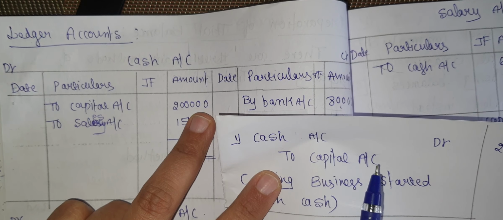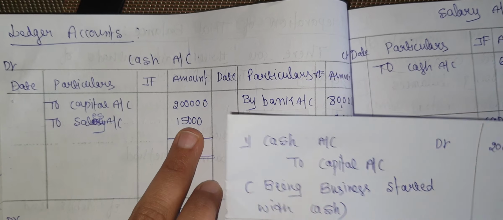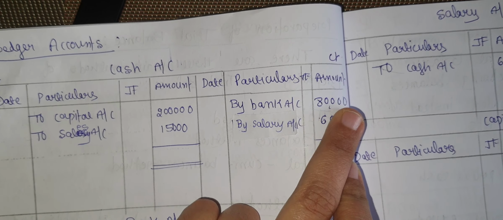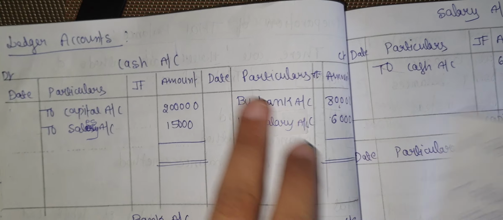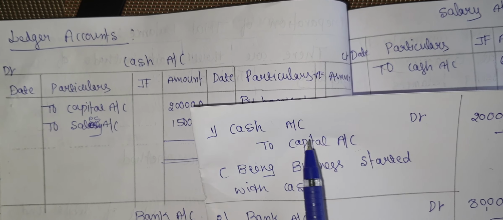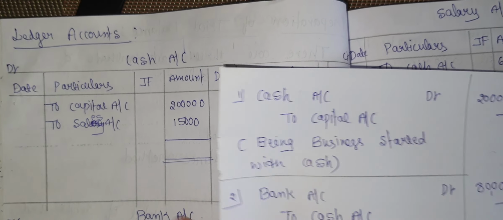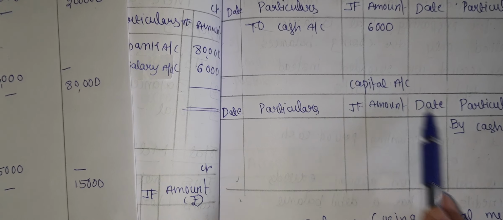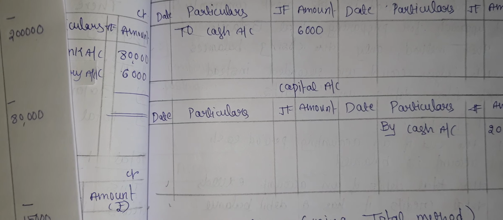In this way, we have to prepare the ledger accounts: to sales account 15,000, and by bank account 80,000, by salary account, that is rupees 6,000. Okay, this is about the cash account. After that, next we have to prepare the capital account. Here only one entry will come, that is by cash account, rupees 2 lakh.